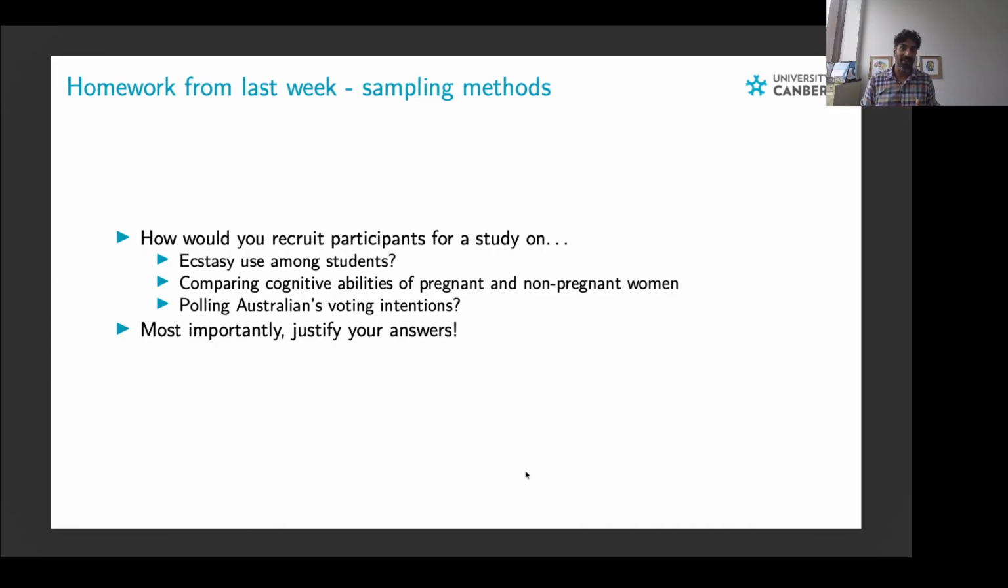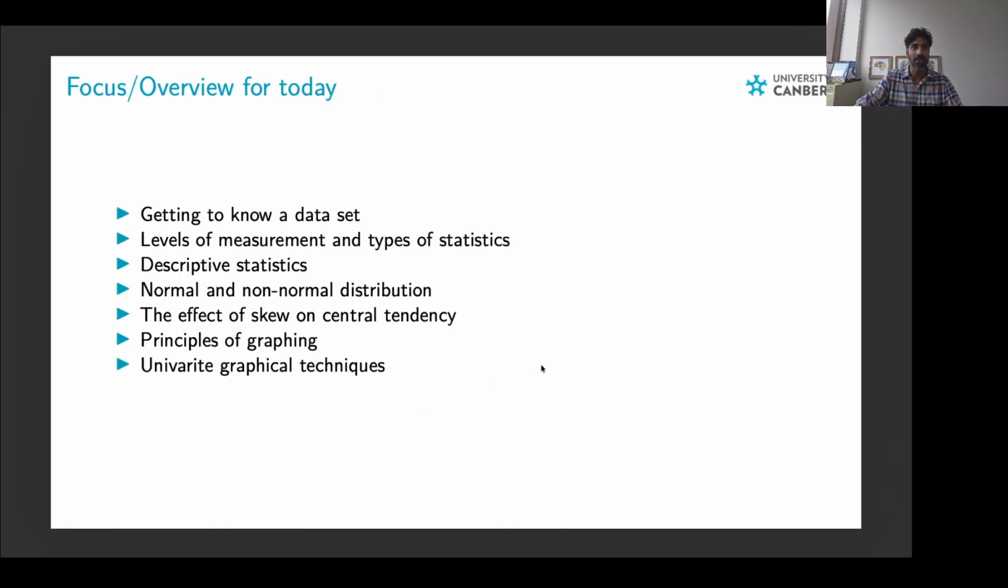Polling Australia's voting intentions. This is something that I think probability is definitely what you're after. You're trying to get your representative sample of Australia and get a sense of their voting. So that's the justification I have for my answers. Hopefully that matches your justification. If not, let me know what your justification was.